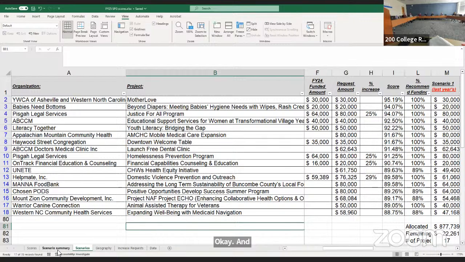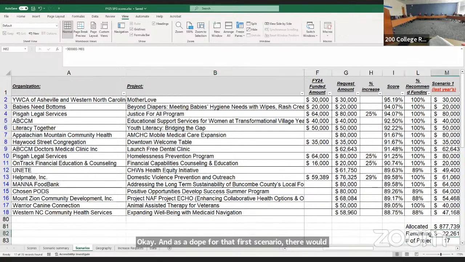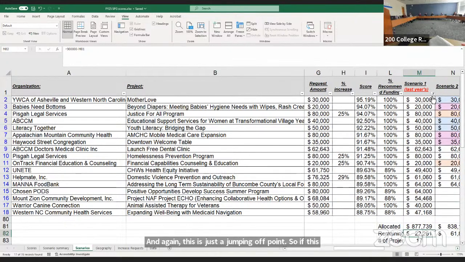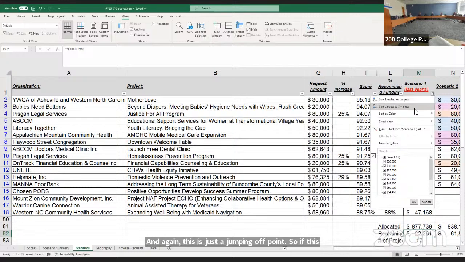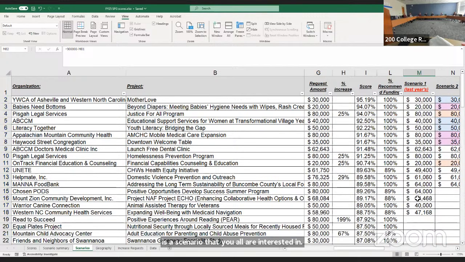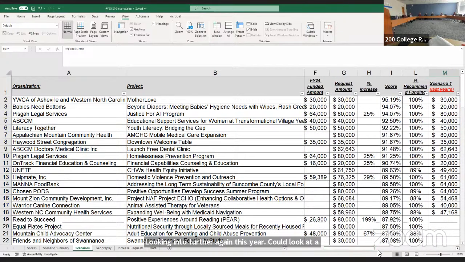And as a note for that first scenario, there would still be some money left. So it would be $22,261 remaining. That could potentially partially fund another project. And again, this is just a jumping off point. So if this is a scenario that you all are interested in looking into further again this year, you could look at a different breakdown of potential partial funding.